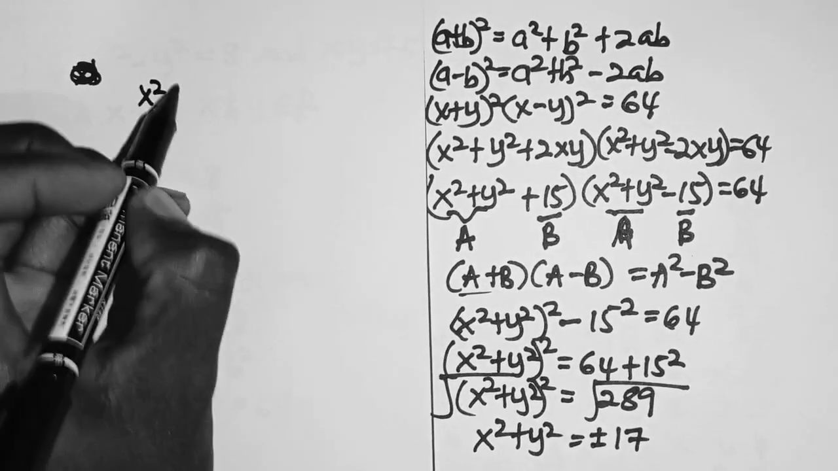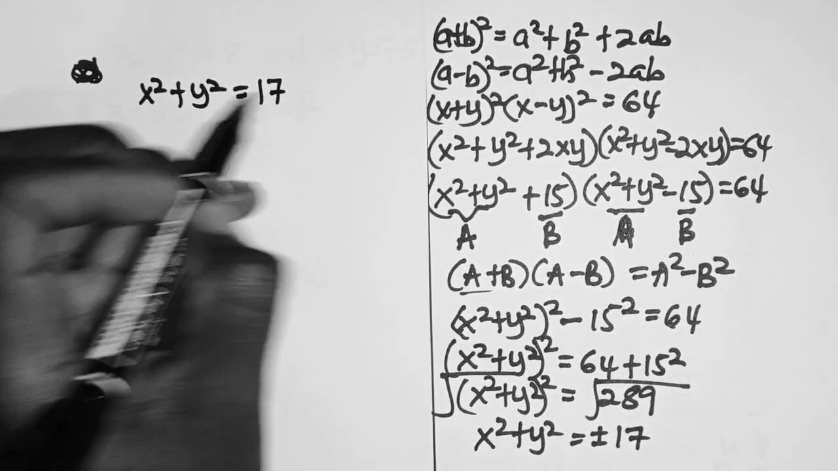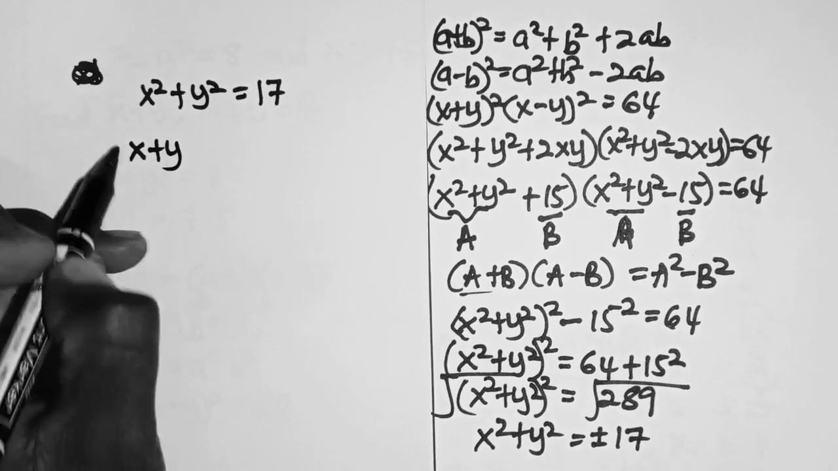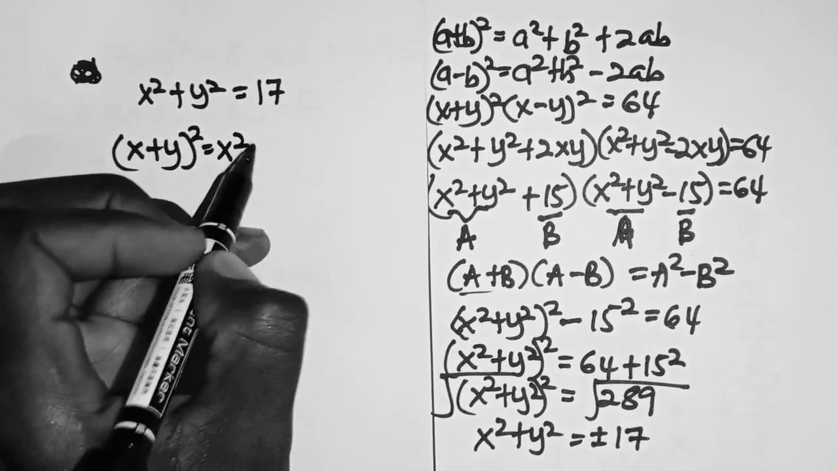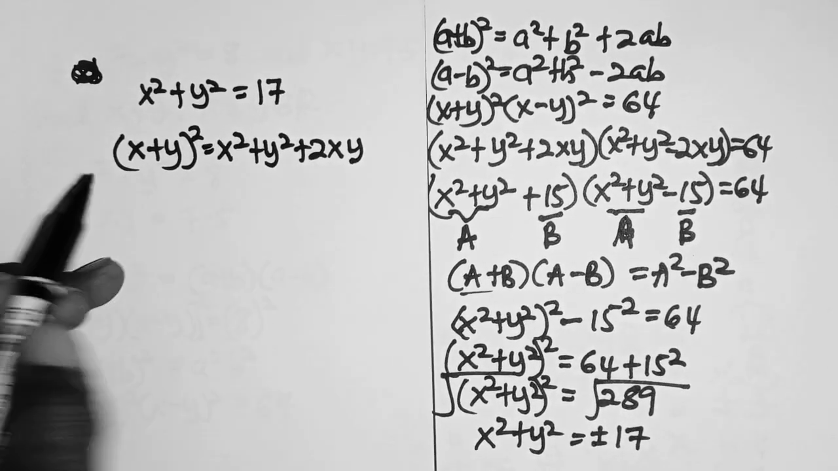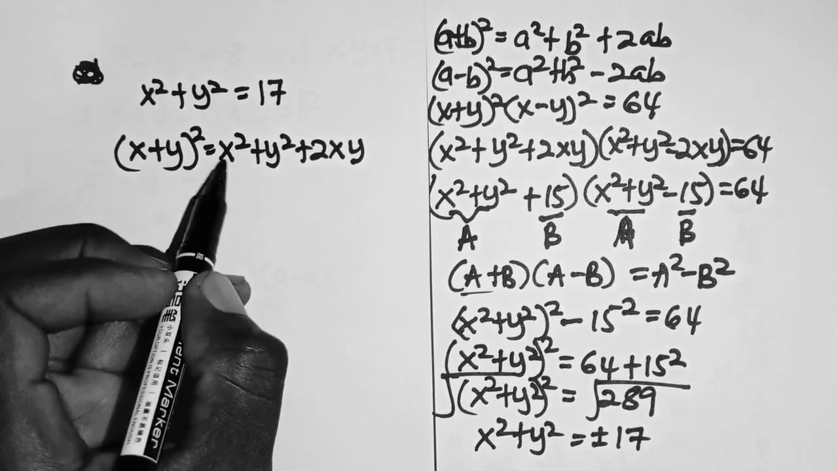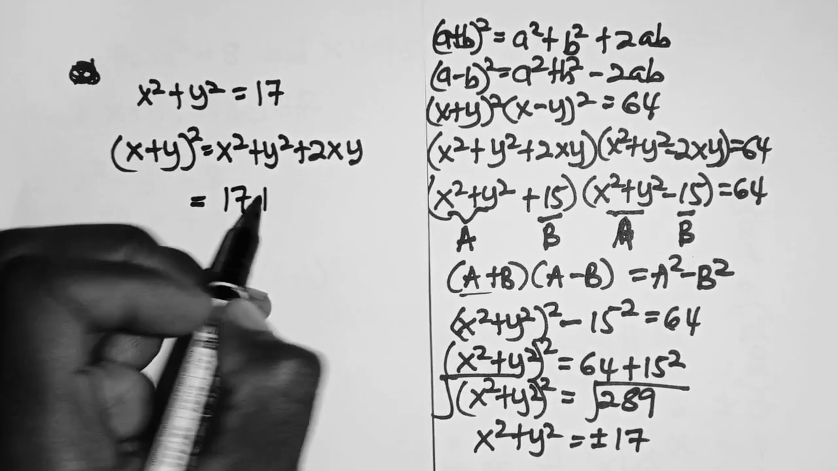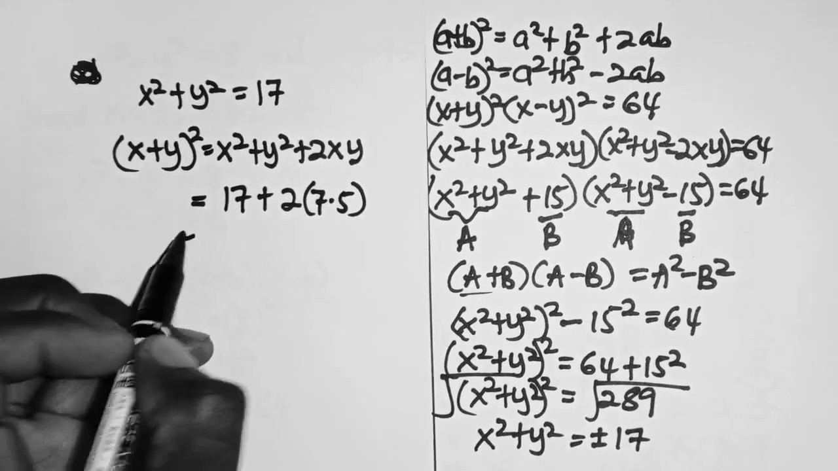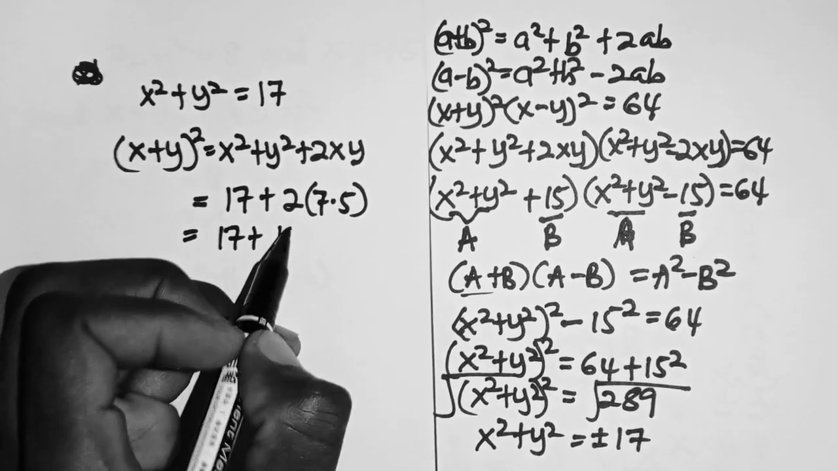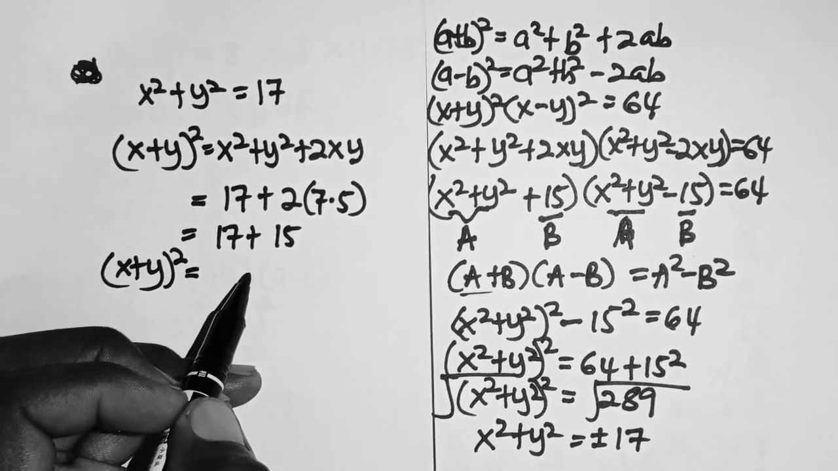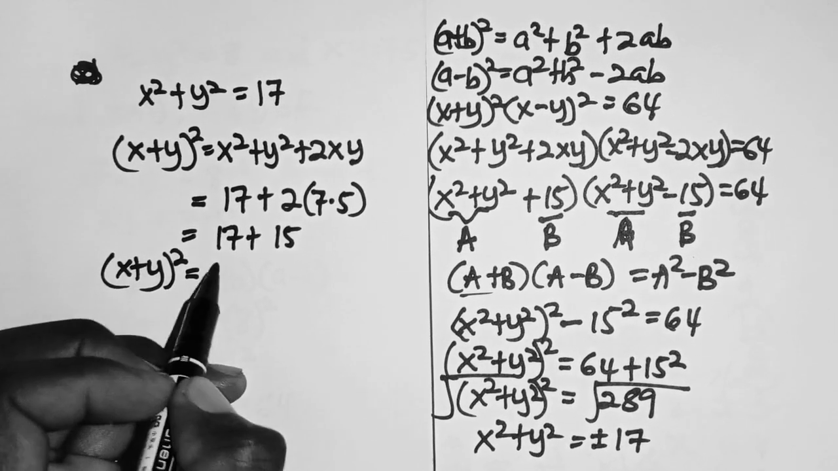So now we got x squared plus y squared to be equal to 17. But we are looking for x plus y. But we know that x plus y all squared is equal to x squared plus y squared plus 2xy. So if we put in the values, x squared plus y squared is 17, plus we're given xy as 7.5, so plus 2 times 7.5. So this is equal to 17 plus 2 times 7.5, which is 15. So x plus y all squared is equal to 17 plus 15. That is equal to 32.